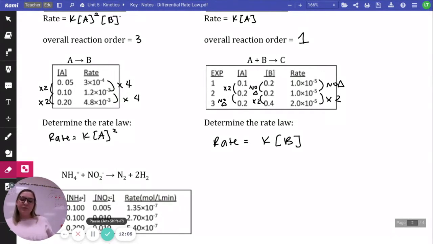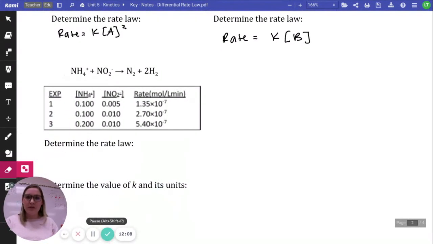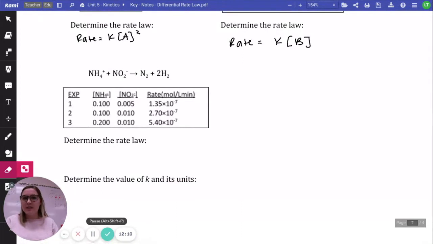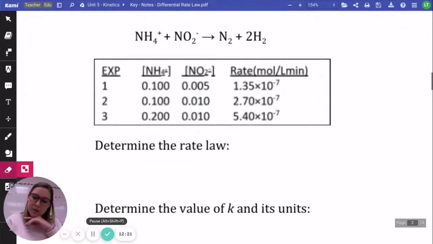All right. So let's do one more together before I show you guys a slightly different way of solving the order of reactions, the math way. So you guys can choose either one, but I'm going to do one more with this method before we move into doing the math. All right.